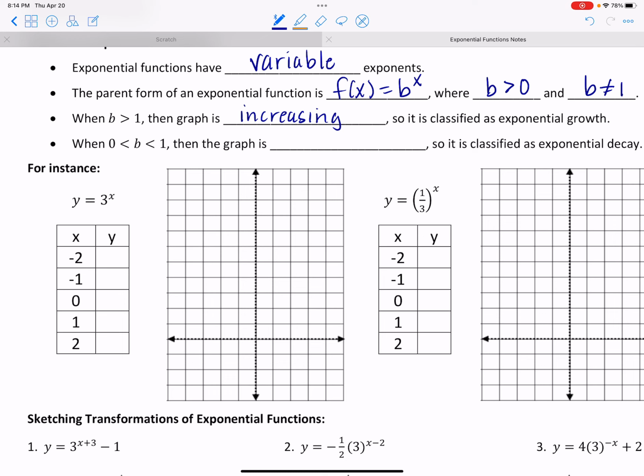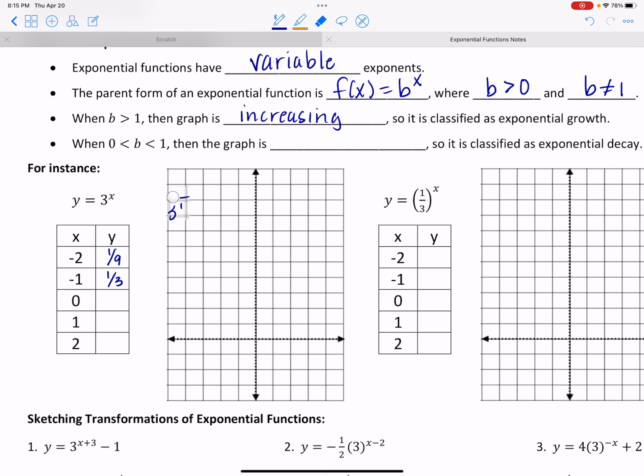So in the first example, our base is 3, again, bigger than 1. So when we input our values, just to recap on how this behavior looks, right? When I go to input a negative 2, so 3 to the negative second, remember the negative exponent rule. This is really becoming 1 over 3 to the positive second, so I get 1/9 as my output. If I make this a negative 1, 3 to the negative first, that would be 1 over 3 to the positive first, which would be 1/3.